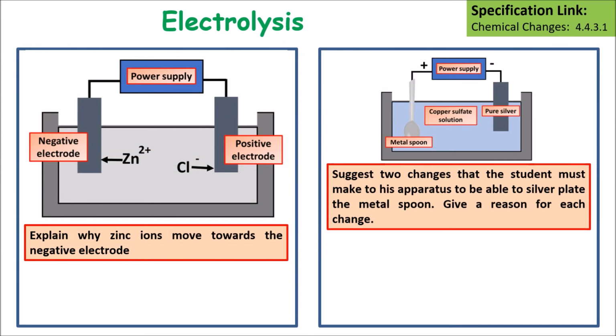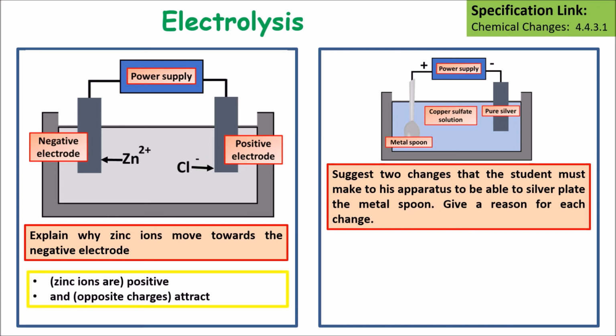Two short questions. First one, explain why zinc ions move towards the negative electrode. Because the zinc ions are positive, so they move to the oppositely charged electrode.